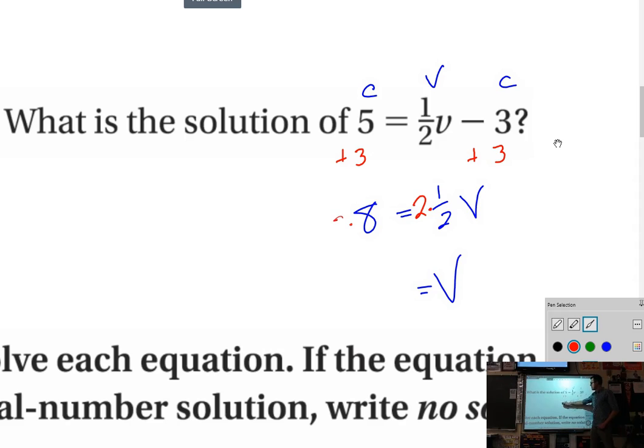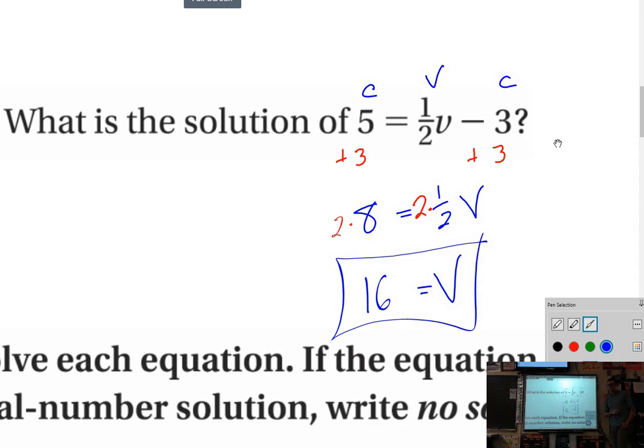And when I do the same thing on this side, because whatever I do on one side, I have to do on the other side to keep myself balanced, I end up with V equals 16. And again, you should know this from 8th grade, but if I'm curious if my answer is actually right, I can plug it back in. Half of 16 is 8. 8 minus 3 does come out to be 5, and that is going to be our solution.